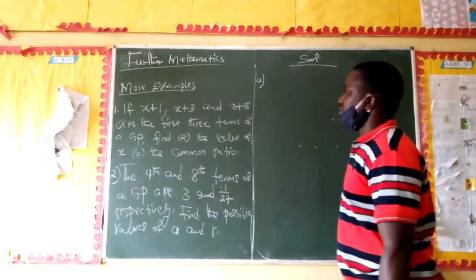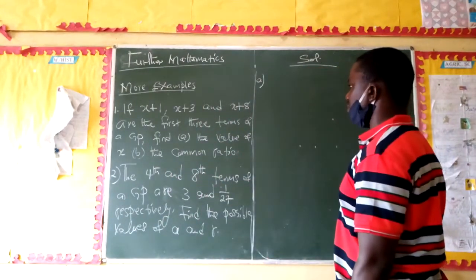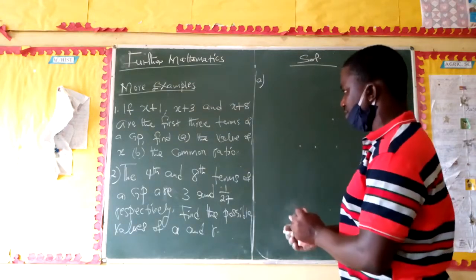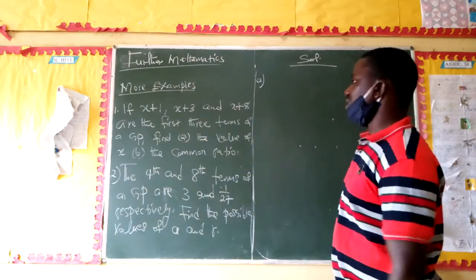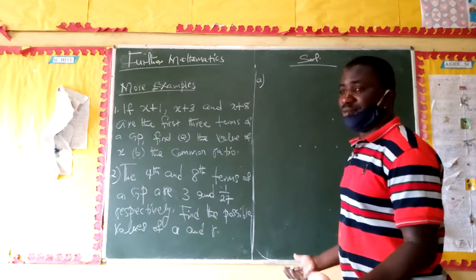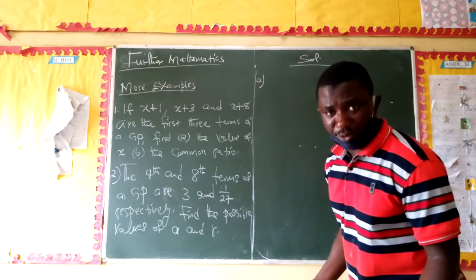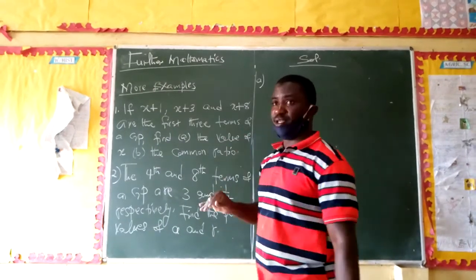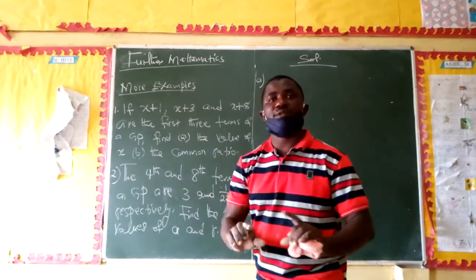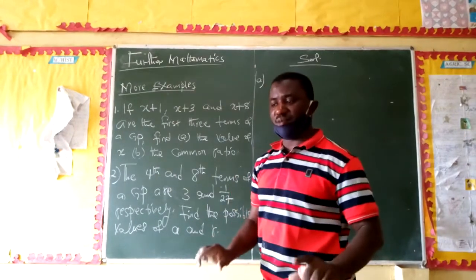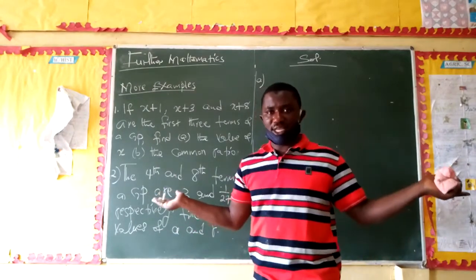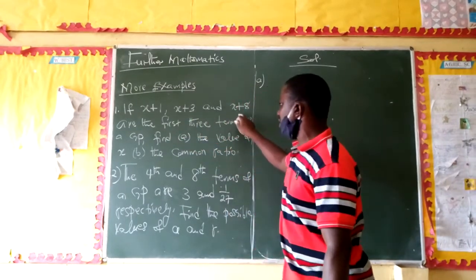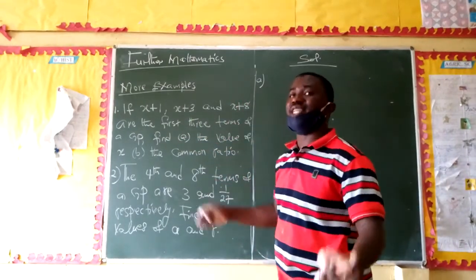If x plus 1, x plus 3, and x plus 8 are the first three terms of a GP, find A, the value of x. How do we establish this relationship given that it's a GP? Since they are the first three terms of a GP, the common ratio between them must be constant. Simple as that. Since we have the first term, the second term, and the third term, I can now take the common ratios and equate them.